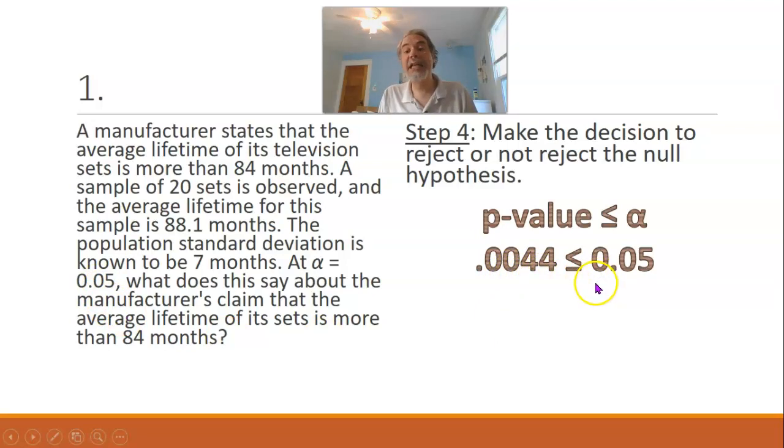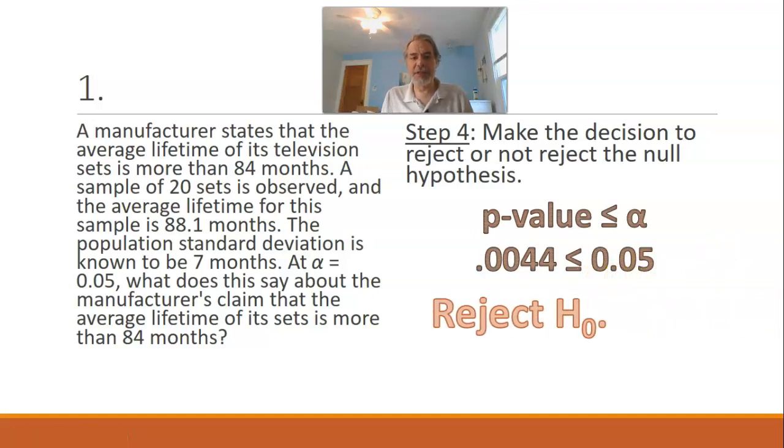0.0044 is less than 0.05. So we reject the null hypothesis. So remember, in step 4, you're always going to be saying one of two things. You're either going to say reject the null hypothesis, which is what we said here, or you're going to say do not reject the null hypothesis, which is what you would say if you had a p-value that was greater than alpha. So it's always either reject the null hypothesis or do not reject the null hypothesis.